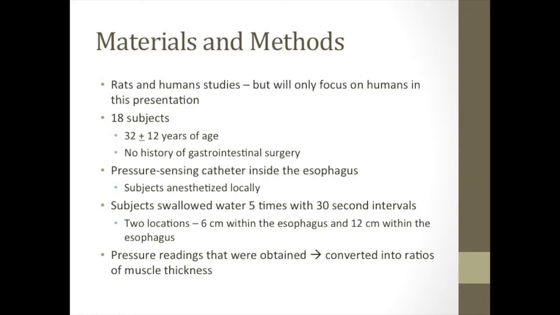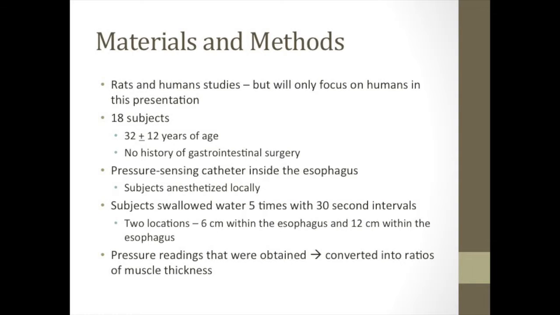So now let's get to the materials and methods of the experiment itself. Even though the experiment had used both rats and humans for the specific study, due to time constraints, only the human study will be discussed. 18 subjects with an average age of 32 plus or minus 12 years were used, with no history of gastrointestinal surgery. All subjects fasted and had to stop smoking 6 hours before the experiment itself.